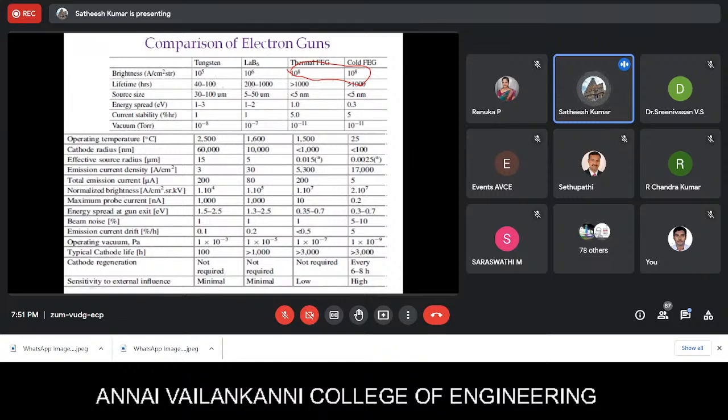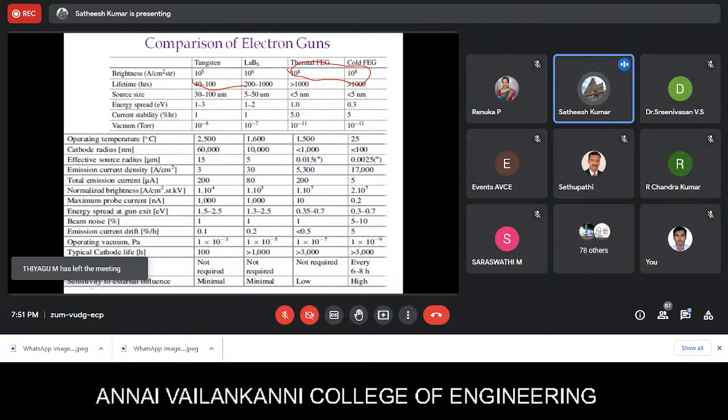Another important aspect of the electron gun is the lifetime. The lifetime of the thermionic based electron guns is going to be very less. For example, in the case of tungsten, it's going to be only 40 to 100 hours, whereas here it is maybe around 200 to 1000 hours. Whereas in the case of thermal field emission based, it has a larger lifetime. For example, the cold FEM can work for years, in fact.